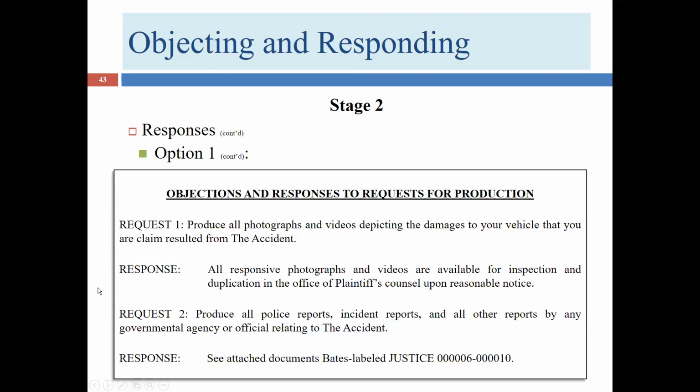And then we have our response. All responsive photographs and videos are available for inspection and duplication in the Office of Plaintiff's Counsel upon reasonable notice. So we're saying we don't have any objections. We think this is reasonable. We also think that request 2 is reasonable. See attached documents, Bates stamped, Justice, and then document 6 through document 10. So we're saying this is all we have that's in response to this. We'll talk about Bates stamping in a couple minutes.